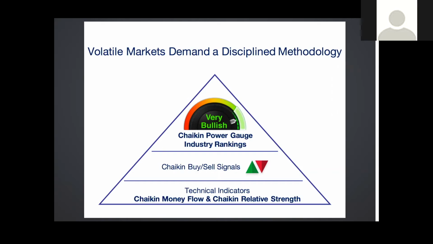And then we also look at sector and industry group rankings, and I think you can see the value of that and appreciate it from the slide we put up earlier. At the bottom of this pyramid, 2 technical indicators. You don't need 22. 2 are enough. Chaikin money flow to measure what the institutions are doing, and Chaikin relative strength to determine whether a given stock is outperforming or underperforming the market. And then in the middle, those 6 pairs of buy and sell signals.